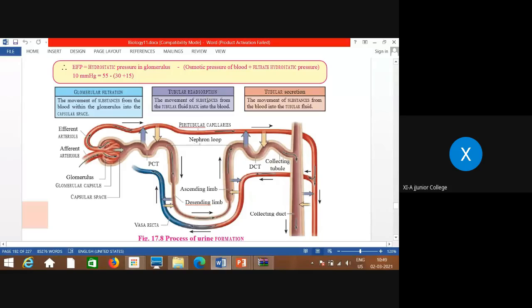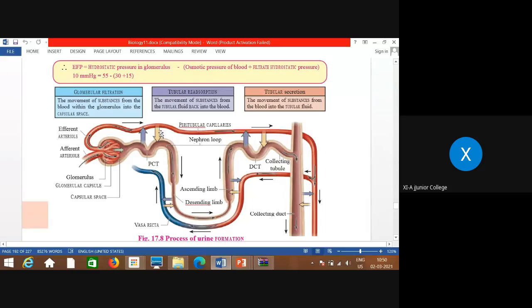Okay, and what is then tubular reabsorption? Whatever is reabsorbed from the tubular fluid back into the blood is called tubular reabsorption. Try to understand this now. From the neck region, from PCT up to the common duct, the entire part is called the renal tubule, and whatever filtrate comes into this renal tubule is reabsorbed again to make the urine more concentrated, and that is called tubular reabsorption.